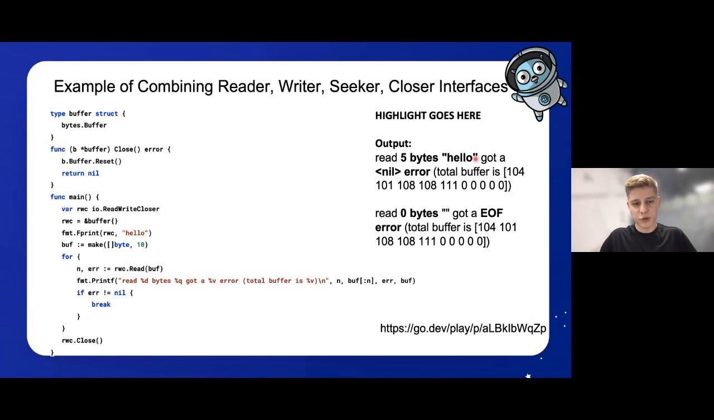So the result is as follows. As you can see, on the first iteration we read just 5 bytes, and we reached the end of the file on the next iteration. So the total buffer looks as follows.